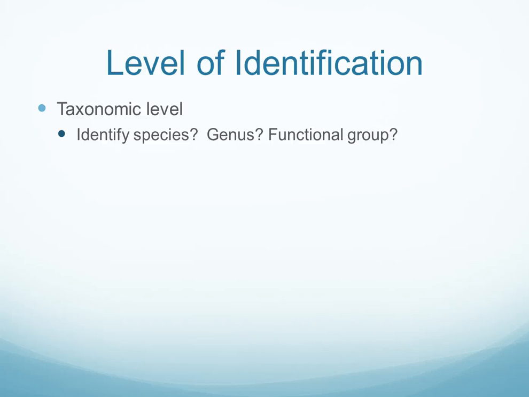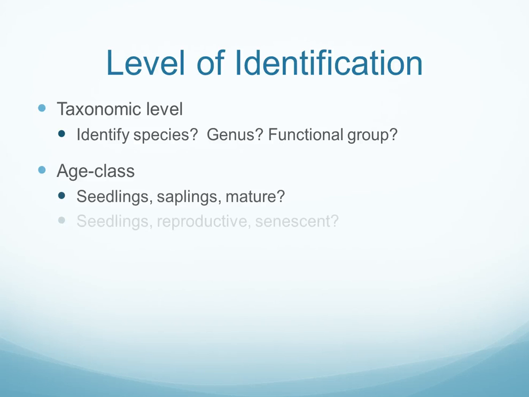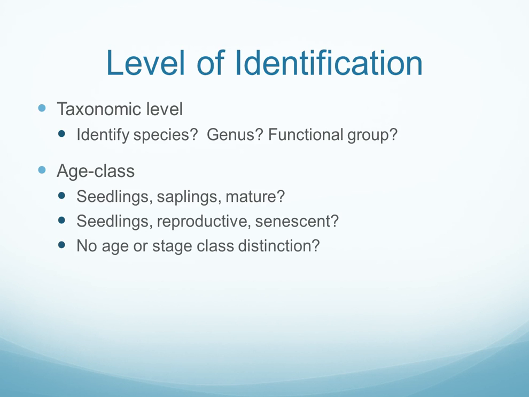I mentioned that we usually identify to the species level, but depending on what our management objectives are, or the species that we're working with, and the time of year at which we're measuring them, we may determine that it's really okay just to estimate to a genus level or even to a functional group level, although that's less commonly done.